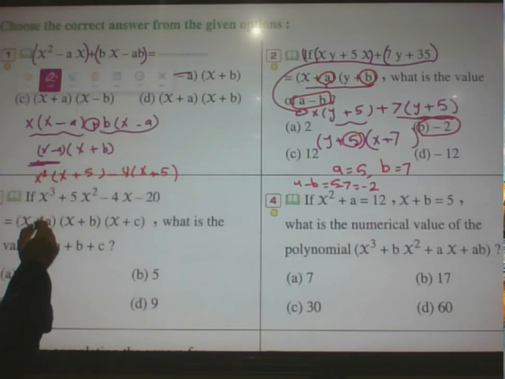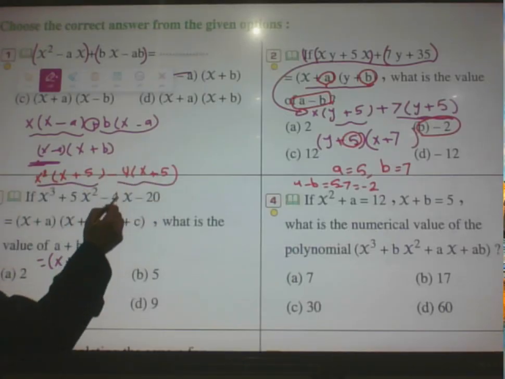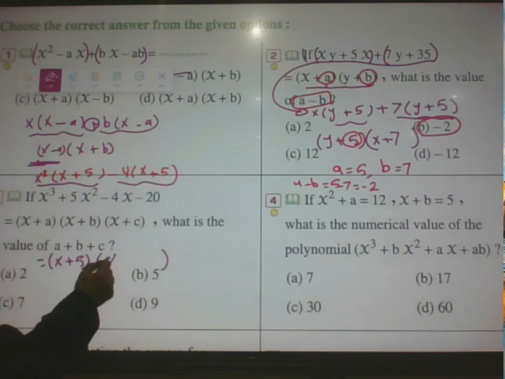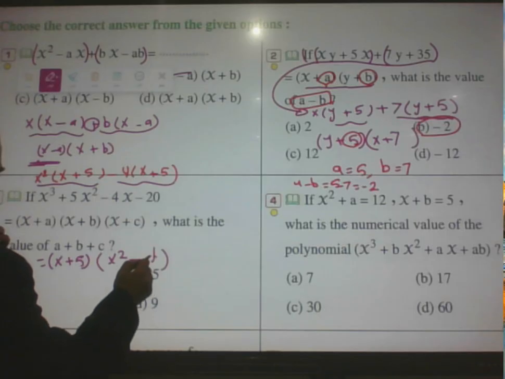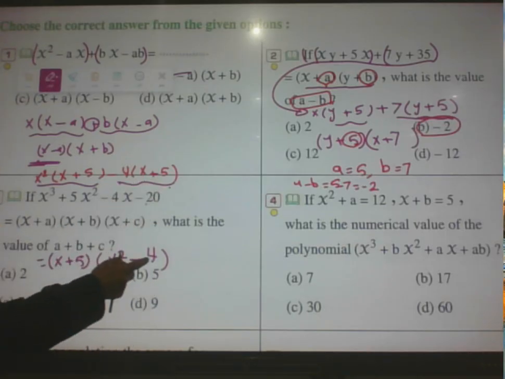Then we can write it right here down. Okay, x plus 5 as the highest common factor between two terms. The first divided by x plus 5 equals x power 2. And write negative 4 here. Divide the second expression by the bracket, and it will be negative 4.